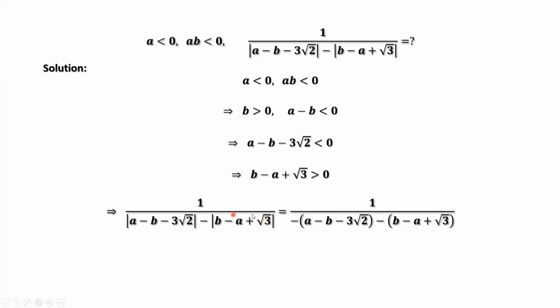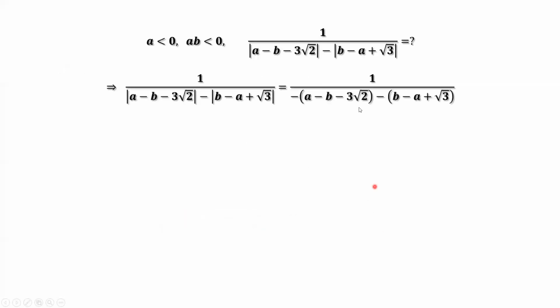The inside part of the second absolute value sign is positive. When we drop the absolute value sign, we don't need to do anything. Continue to simplify the denominator. The denominator equals negative a plus b plus 3 square root of 2 minus b plus a minus square root of 3.